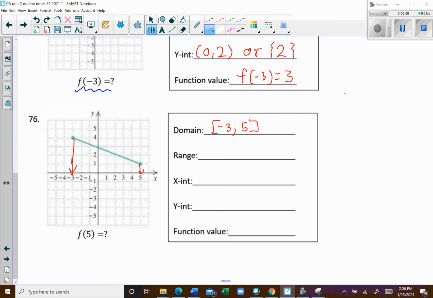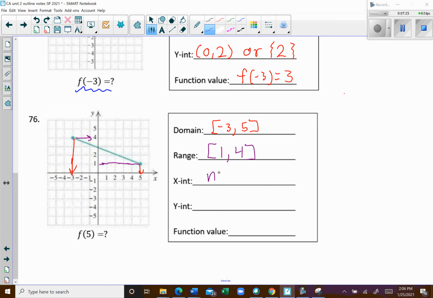Now for range, we're going to see how low do we go. Well, the lowest y value we have is 1, and the highest y value we have is 4. And so that range is anything: if you pick any point on the line, the y value could be anywhere between 1 and 4. And so let's see, 1 comma 4. And there we go.